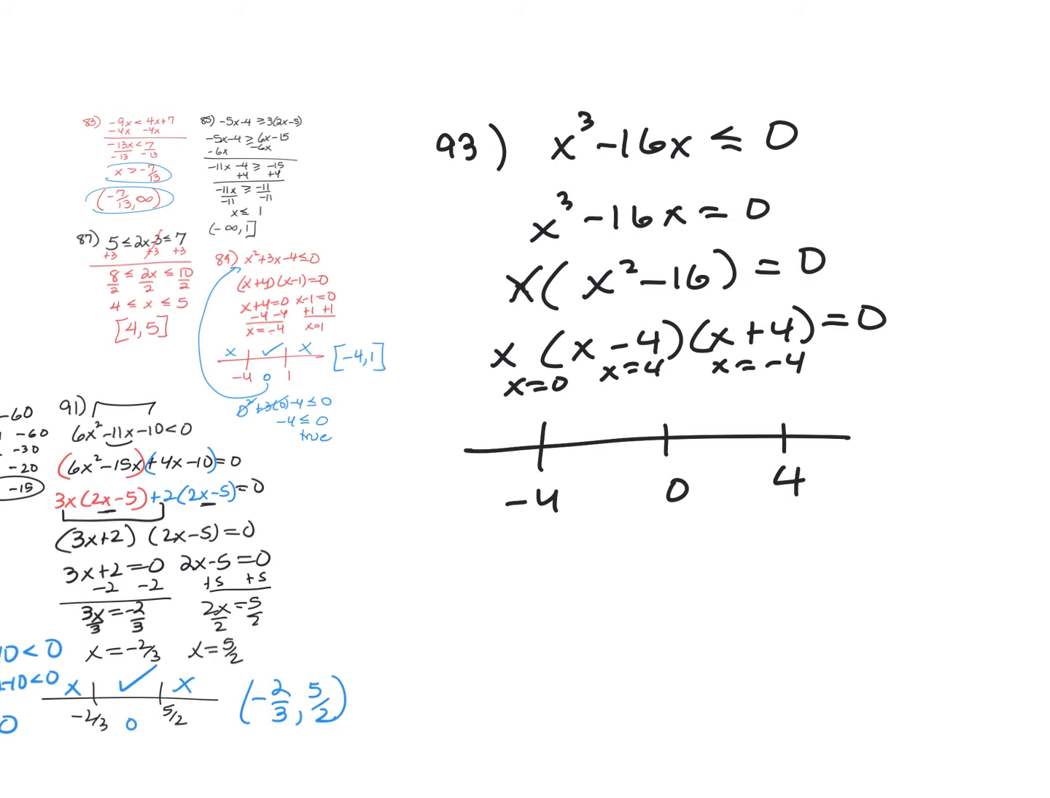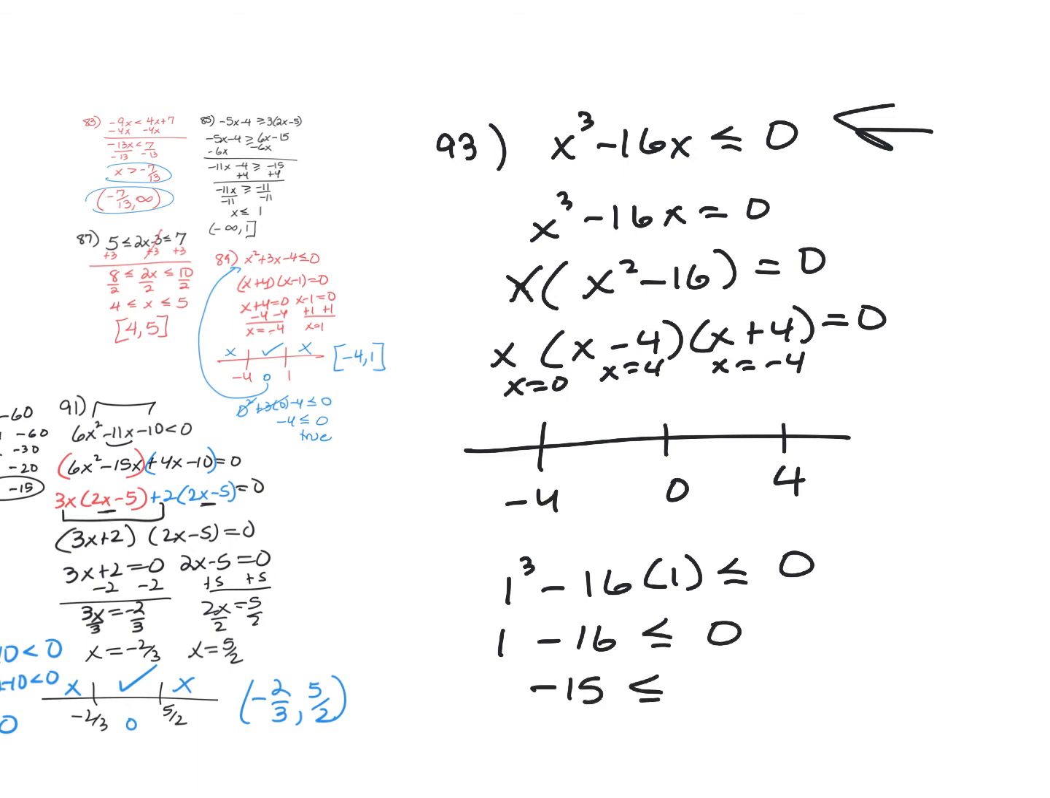And now what I need to do is do the check here. So this time I can't plug in 0 because it's one of my answers. So let me go ahead and plug in 1, and I'm going to plug it in, remember, to the original. So 1 cubed minus 16 times 1 less than or equal to 0. 1 minus 16 less than or equal to 0. Negative 15 less than or equal to 0. This is a true statement. Okay, so since 1 worked, put a check here.